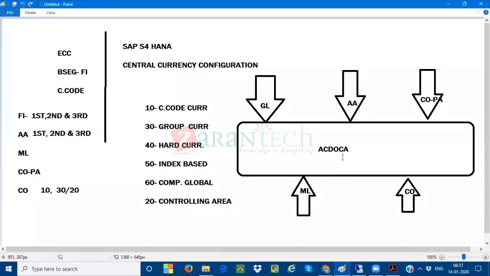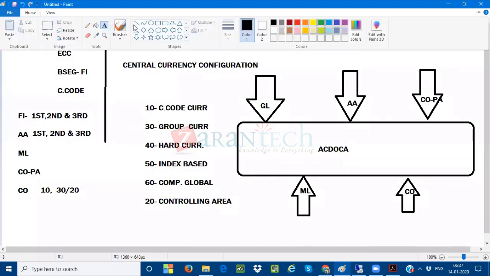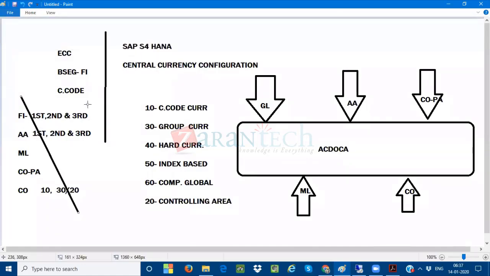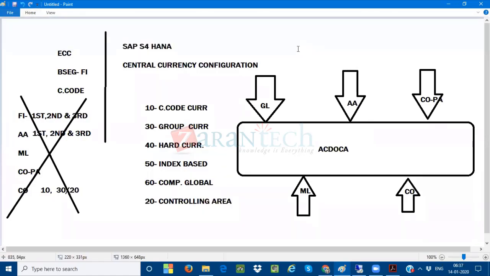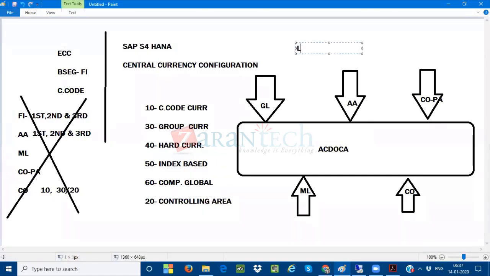Now instead of defining the currencies at each and every component level like this, this setting is completely eliminated. Now we don't require it. Now we call it the central currency configuration. So all the currency settings are made at the universal general entry table, very, very important, at the combination of ledger and company code.